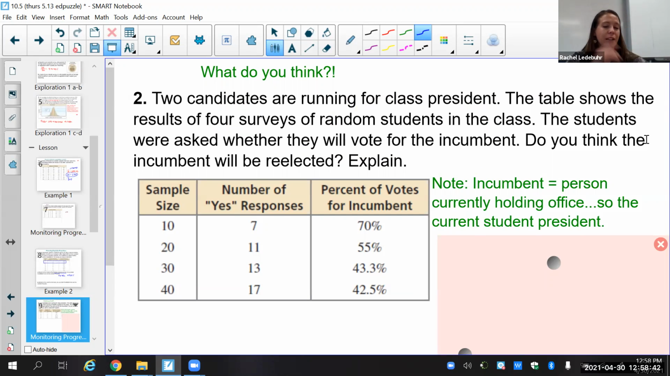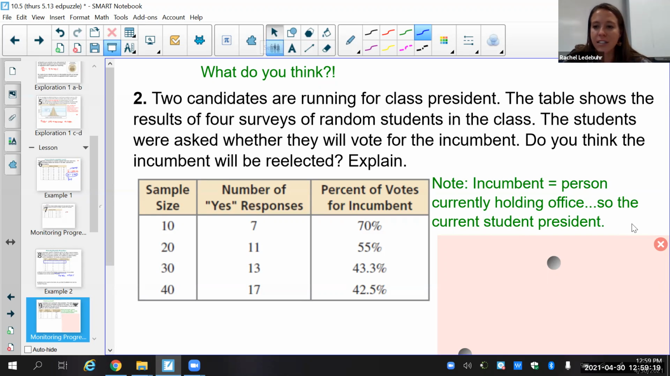Let's bring it back to the classroom. Let's say we have two candidates running for class president, and this table shows the results of 4 surveys of random students in the class. The students were asked if they would vote for the incumbent. Now, note that the incumbent, if you haven't heard that word before, just means the person that's currently holding office. So in this case, it's the person that's currently the student president. So do we think that person is going to be reelected based on these results? Take a second, think about it, drop your answer in the Edpuzzle.